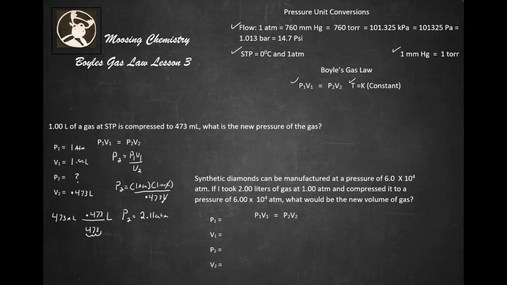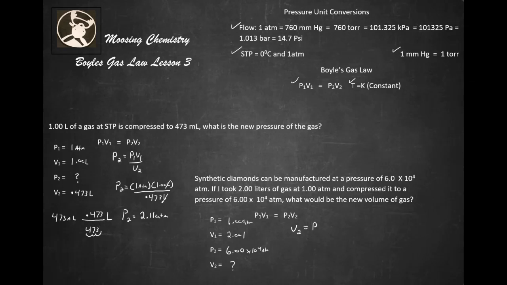Okay, synthetic diamonds can be manufactured at a pressure of 6.0 times 10 to the 4th atms. If I took 2 liters of gas at 1 atm and compressed it to the pressure of 6.00 times 10 to the 4th atm, what would the new volume of the gas be? All right, so our first pressure, of course, is 1 atm. Our volume was 2.00 liters, and we're given a new pressure, which is 6.00 times 10 to the 4 atms. What is our new volume? So we're going to isolate for V2.